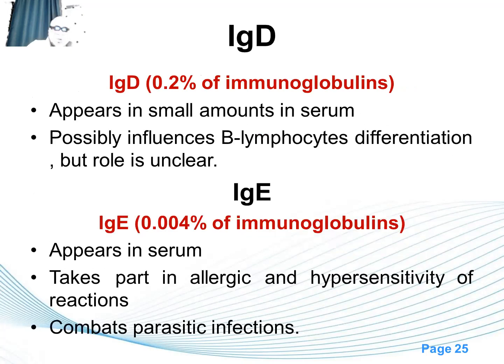So immunoglobulin D, which forms 0.62% of the total immunoglobulin, appears in small amounts in the serum and is possibly influenced by B lymphocyte differentiation by bacteria. It is not very clear what it does. So immunoglobulin E forms a very insignificant amount in the body, appears in serum, takes part in allergic and hypersensitivity reactions and combats parasitic infections.